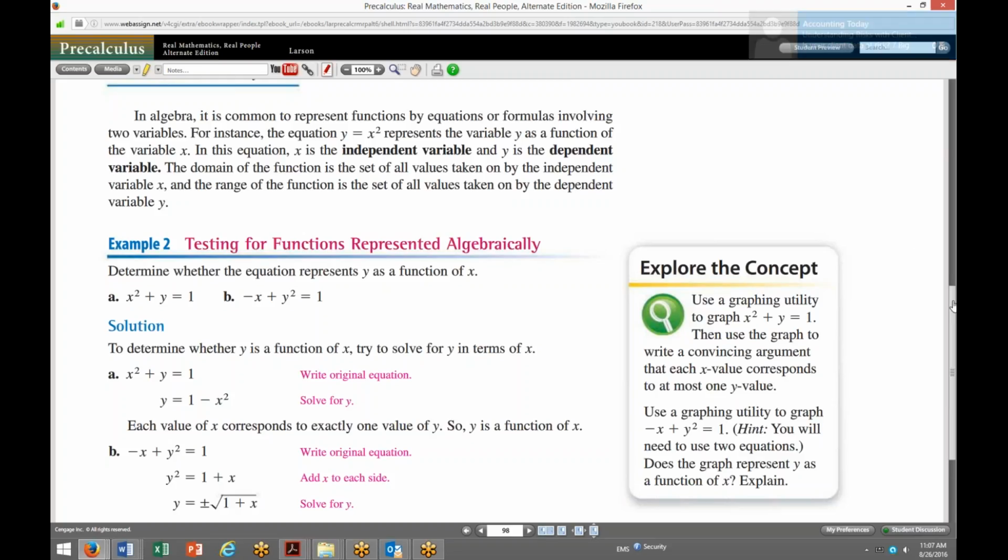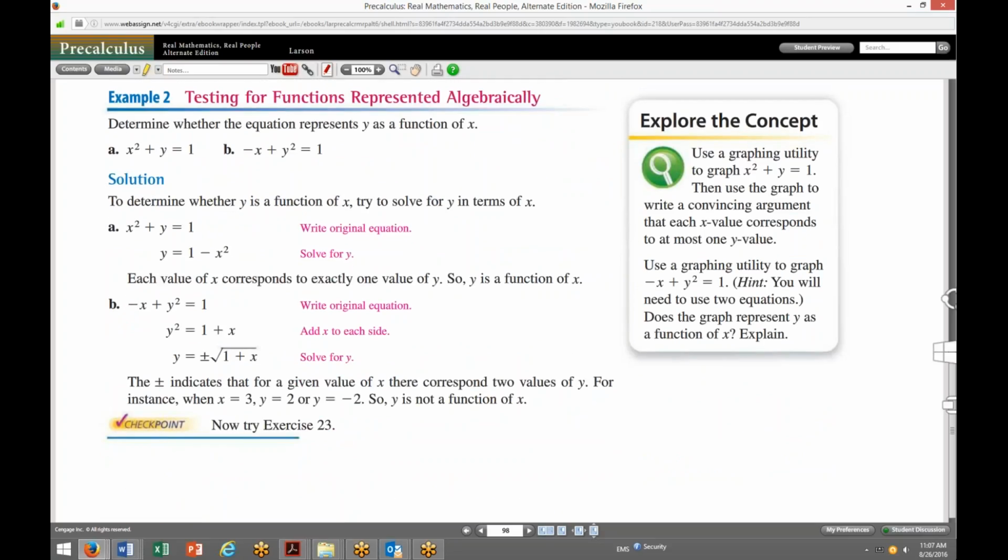And for instance, determining whether a particular situation represents y as a function of x. This first one, x squared plus y equals 1, in example 2, when you solve the equation for y, you get y equals 1 minus x squared. And so yes, for every single possible value of x, all the way from negative infinity to positive infinity, you square it, subtract it from 1, you're going to get one single number. So yes, y is a function of x, for example, a.